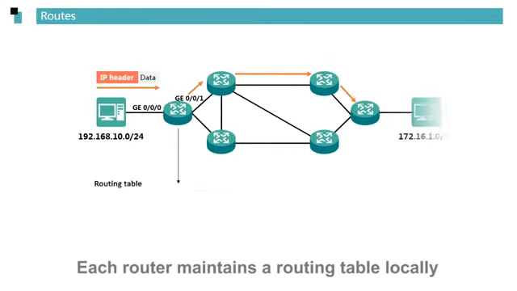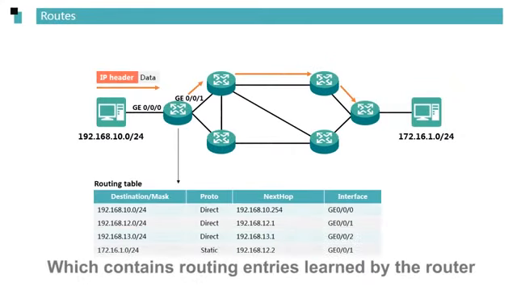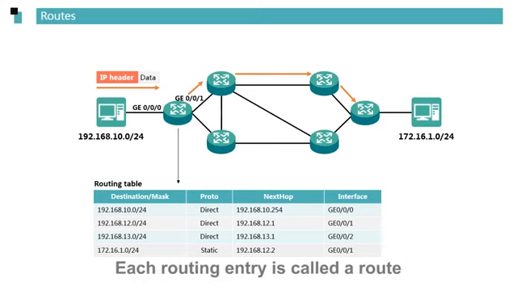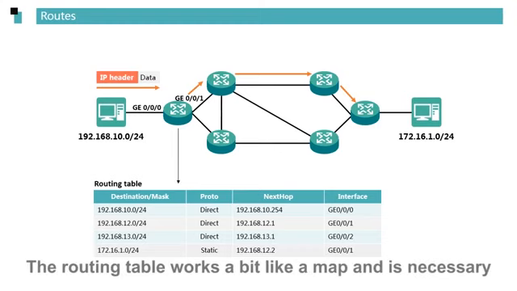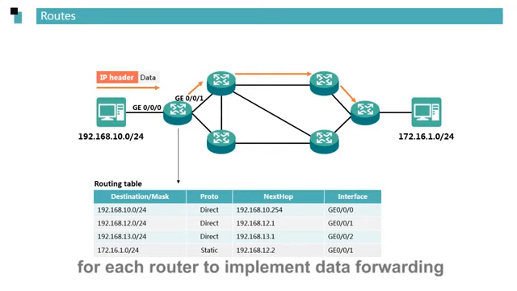Each router maintains a routing table locally, which contains routing entries learned by the router. Each routing entry is called a route. Each route leads to a network segment or a destination IP address. The routing table works a bit like a map and is necessary for each router to implement data forwarding.